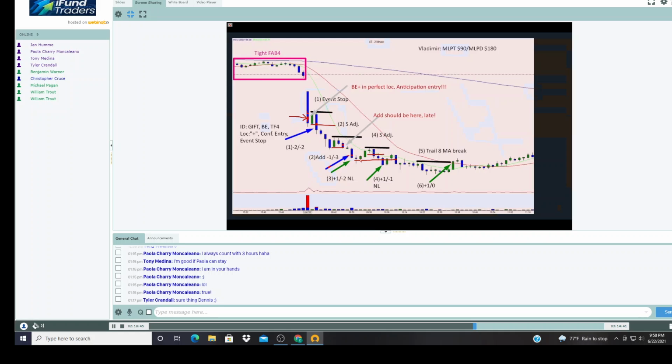Second mandatory add is on a pullback. There's your pullback. So this is a mandatory add. Okay. And then you get your new low here, so you're covering on the new low. All right. And that's the moment to move the stop down. That makes sense. Now you can move your stop down here and protect yourself and see what happens.